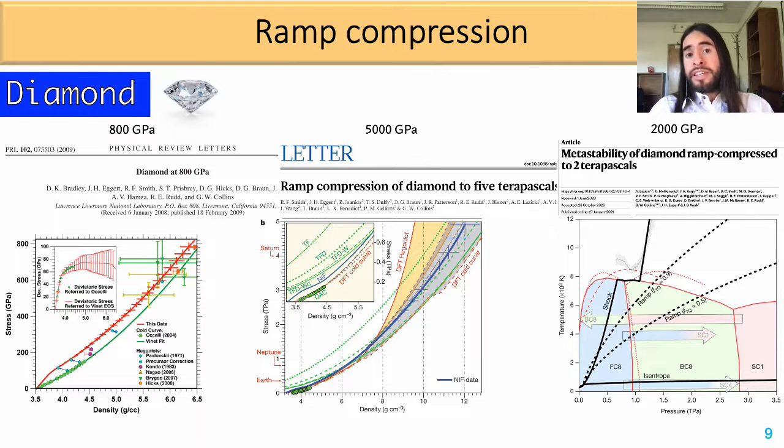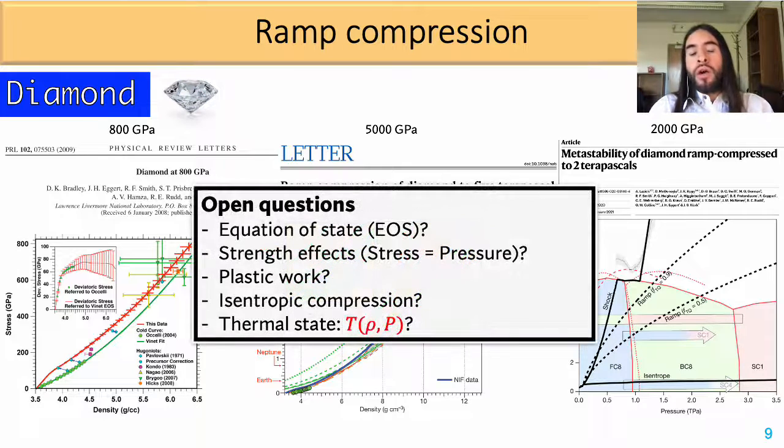But in none of these experiments was the temperature measured. Basically because temperature measurements in ramp compression experiments are really challenging, and there's no way or equation that we have that can allow us to predict what the temperature was in ramp compression experiments, as we could do for shock compression experiments.